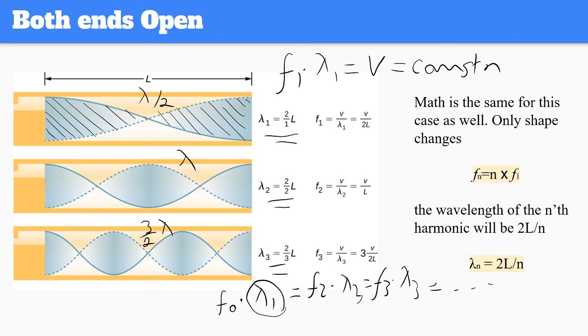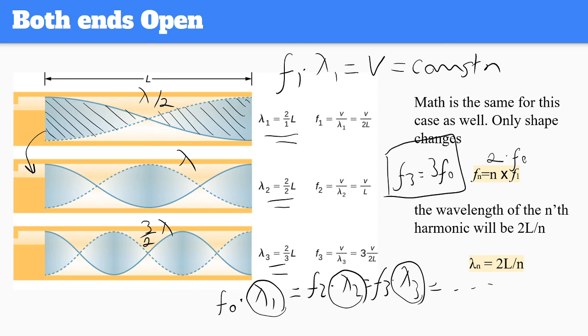All of the lambdas can be written in terms of L, and once you do that, follow the same procedure that we had in the previous part, you will also see that the second harmonic is going to require 2 times the fundamental frequency. If you're looking for the third, it is going to require 3 times the fundamental frequency. So if we have a both-ends-open system, then the integer multiples of the fundamental frequency are going to be the frequencies for the second, third, fourth, fifth harmonics, and it's going to go on like this.